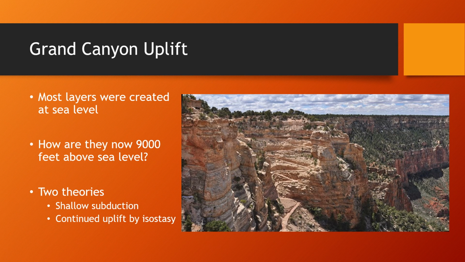The first theory is a shallow subduction theory. Scientists think when the two plates subducted together, they did not subduct at the usual angle, but instead at a longer and shallower angle and at a faster rate, which caused the plateau to rise evenly. The other theory is the continued uplift by isostasy theory. Scientists believe that the Colorado Plateau uplifted after the plates were done subducting because of the built-up pressure releasing due to the subduction.